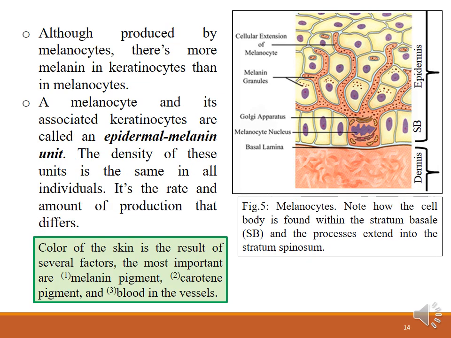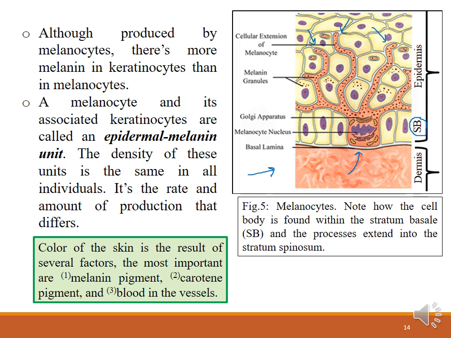So if you look at this image, here, this is the cell body of the melanocyte found between the keratinocytes of the stratum basale. The processes, however, extend between the keratinocytes of different layers. Now, melanosomes are produced in the cell body of melanocytes, but they are then transported through the processes and then taken up by keratinocytes. Now, although produced by melanocytes, melanin is found more in keratinocytes than in melanocytes. Okay? So it is produced by melanocytes, but it is mostly found in keratinocytes, melanin pigment.